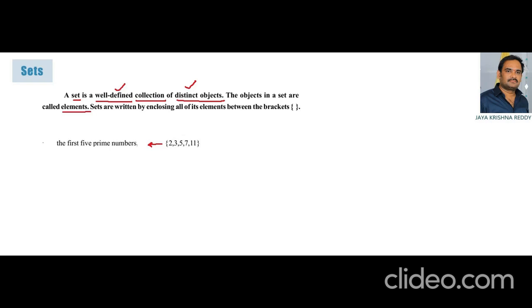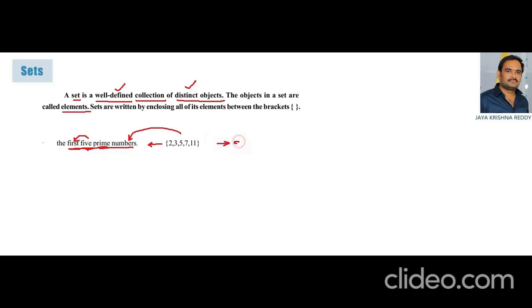These are the first 5 prime numbers. These numbers are nothing but the first 5 prime numbers. So this is the common property of the collection. So it is well defined. It is saying that you have to select the prime numbers, and the count of the numbers is nothing but 5, and you have to select the first 5 prime numbers only. So the common property is well defined.